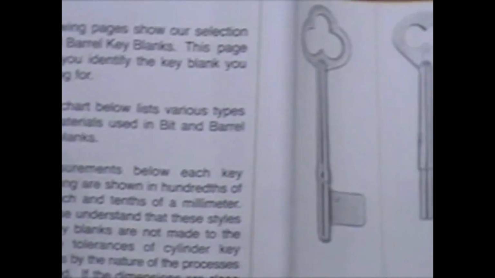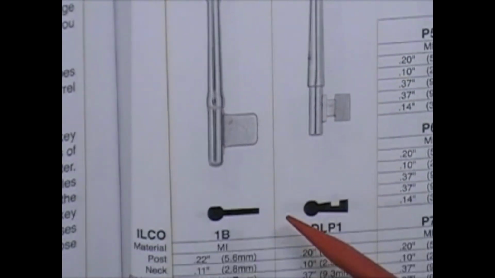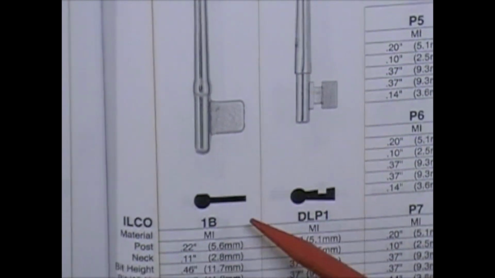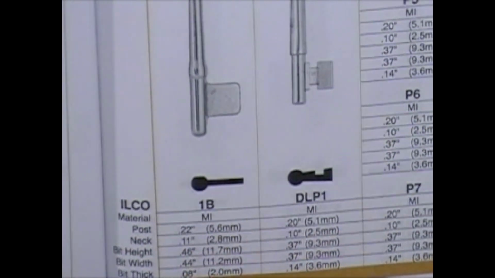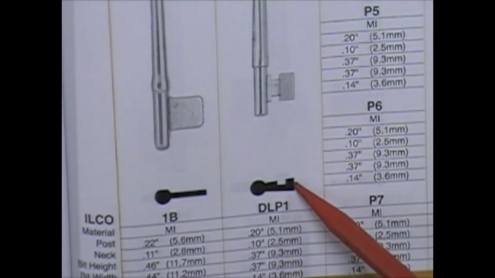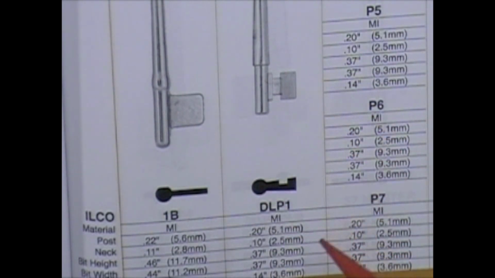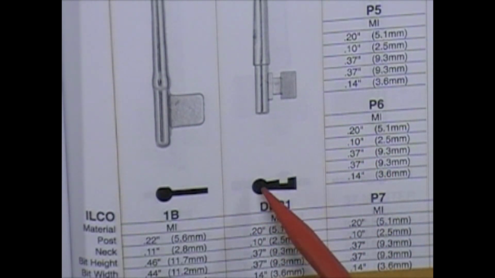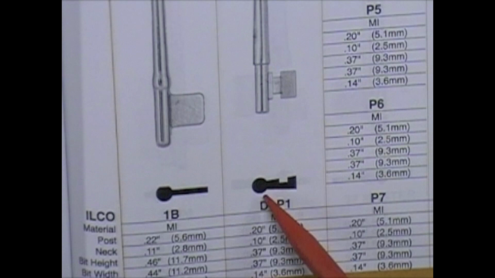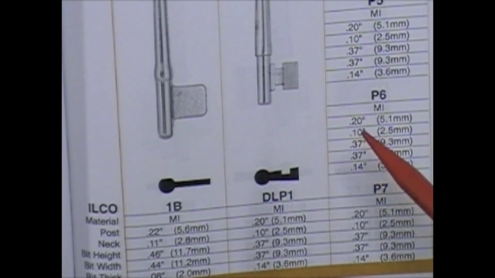So if we come over and look at a few of the bit keys that are available, you can see they have the different measurements. It shows post, neck, bit height, bit width, bit thickness, and then the profile. So you can normally identify a bit key, again, fairly quickly. If you have to, with flat keys and bit keys, oftentimes you will have to find one that is close, possibly, and then file the key to make it work. So in other words, you may have to modify the blank somewhat if it's a rare type key.